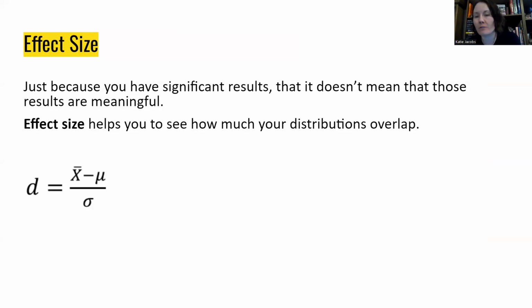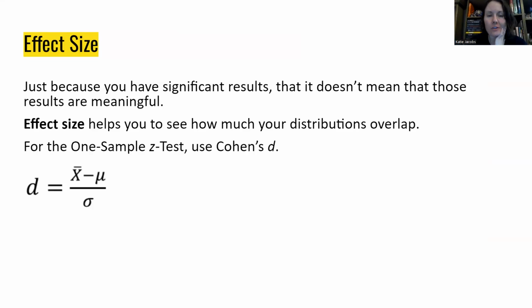So we have a distribution for our sample, right? We know that a distribution is just how frequently each value occurs in our data set. The way that we visualize that most frequently is going to be a histogram. And so we could build a histogram for a sample. We could also build a histogram for our population. And so what effect size tries to show us is how much those distributions overlap.